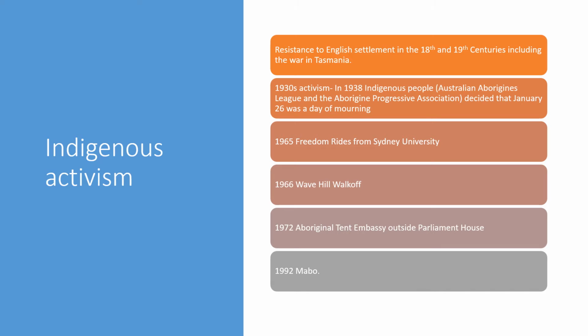In the 1930s, there was a large amount of Indigenous activism, and in 1938, Indigenous people first decided that January the 26th was a day of mourning for Indigenous people. In 1965, like the rest of the world, there were fights for civil rights, including freedom rides, strikes, and Indigenous activism in the cities and the countryside. In 1972, there was the Aboriginal Tent Embassy outside Parliament House. In 1992, the Mabo decision was made when terra nullius was seen to be a false premise.